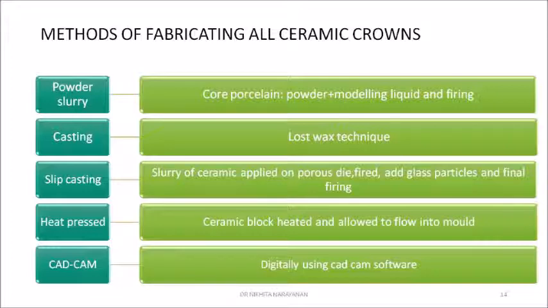In slip casting, we use a porous die, usually a gypsum die, and a slurry of the ceramic will be applied on top of the die. Once the ceramic is applied, we fire the ceramic, and on top of the fired ceramic, we add glass particles, which will be fired again and sintered.